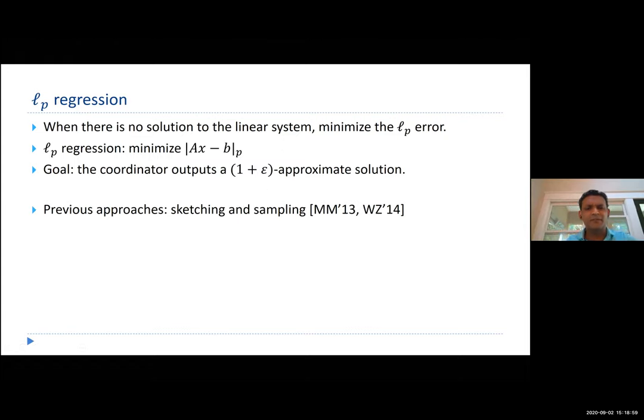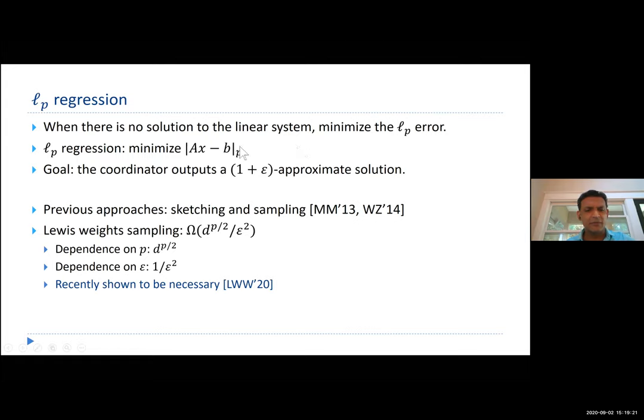There are many attractive previous approaches, which can be classified as sketching and sampling. You pick a subset of the rows or subset of the entries, and that can already give you an approximation. Or you take random linear combinations of the given matrix with sparse vectors, and that also lets you build solutions. These powerful techniques give you bounds, think of P as a constant for now, of dimension to the power of P over 2 divided by epsilon squared. And both these dependencies, at least separately, were recently shown to be necessary for these methods for sketching and sampling.